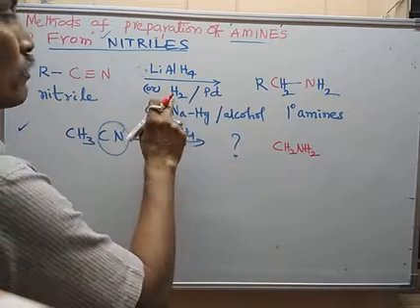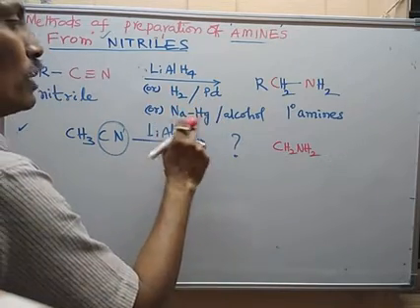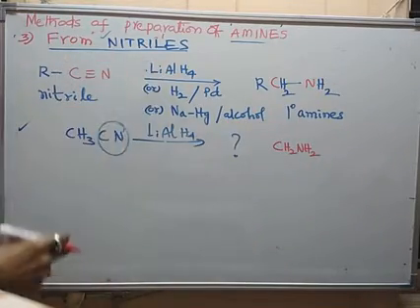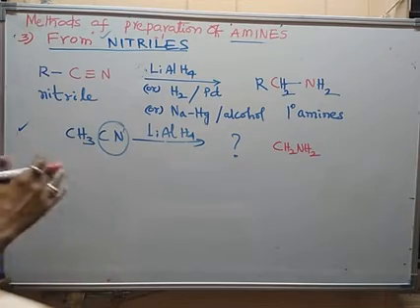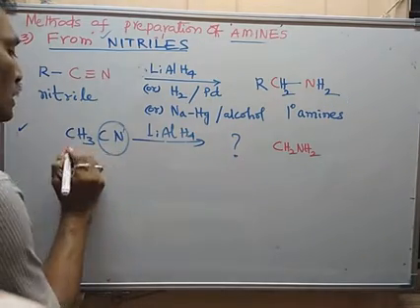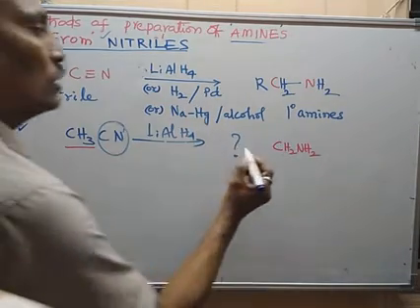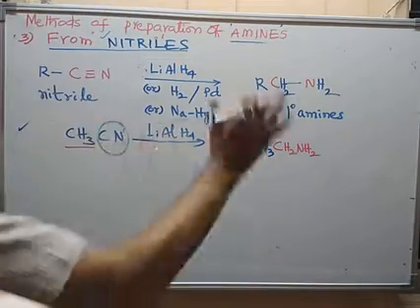These hydrogens are coming from hydrogen directly in catalytic hydrogenation, or sodium amalgam and alcohol produces nascent hydrogen. Lithium aluminum hydride is a source of providing hydrogens. With any one method, it is reduced, and the CH3 group is copied. Here part is copied, part is modified.